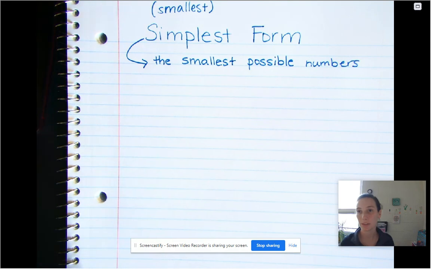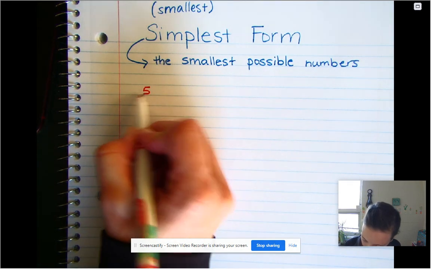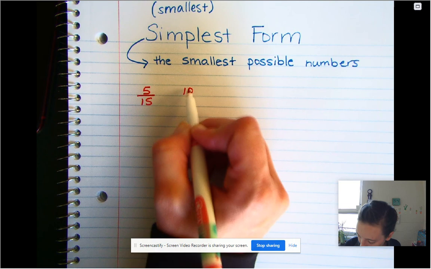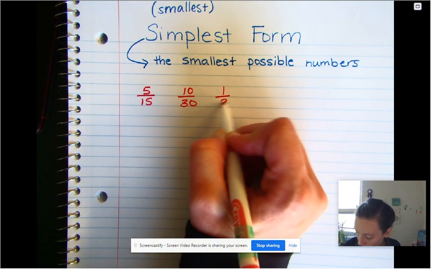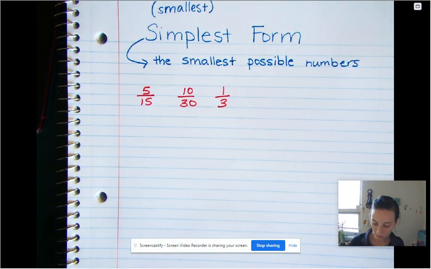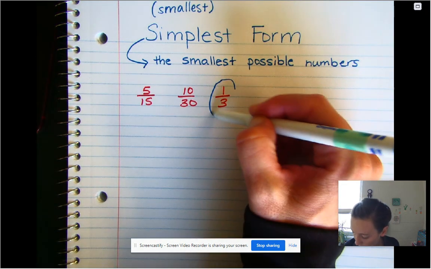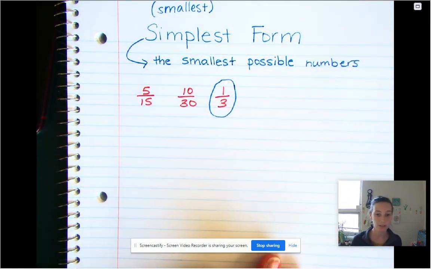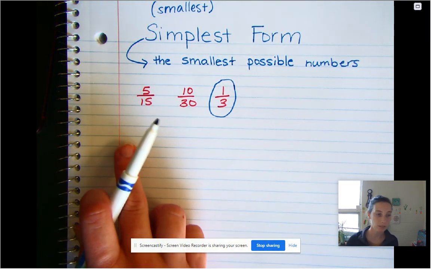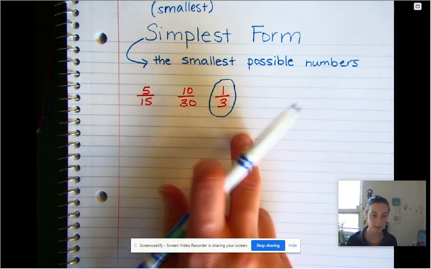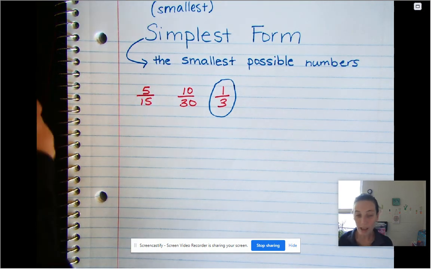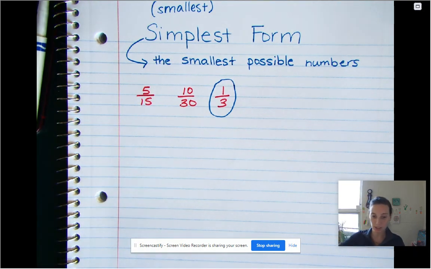So on the previous page, we had 5/15 and 10/30 and 1/3. The smallest possible numbers to use would be 1 out of 3, 1/3. Same amount, three different ways to say it, but this one is the simplest form. The way we can tell if a fraction is in simplest form is the top and the bottom will have no common factors. If they have a common factor, you're not in simplest form yet.